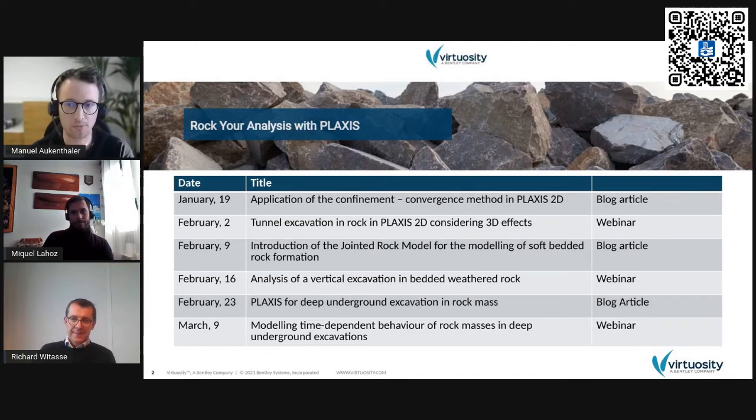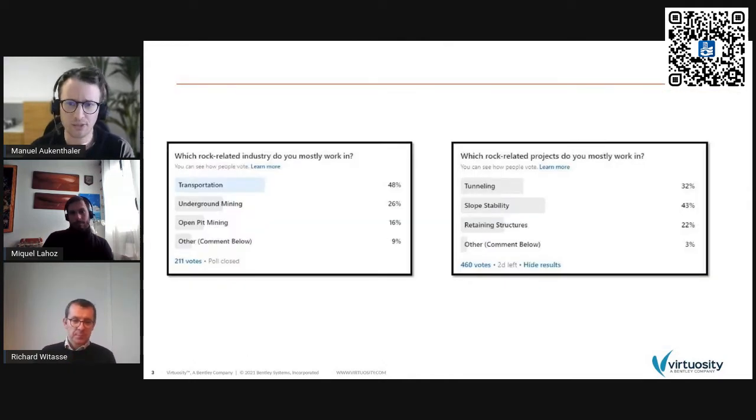What we are covering today is basically some key aspects you have to be aware of before performing any numerical analysis. So to tailor this entire series towards your needs, we ran two polls during the last month and asked you about which rock-related industry and projects you mostly work in. We got quite some good feedback and some good participation. Looking at these results, Michael, is this in line with our current PLAXIS users working on rock-related projects, or did you expect to see something different?